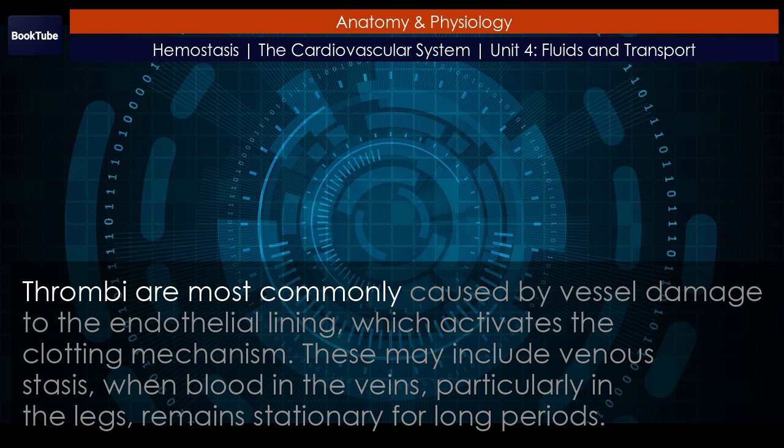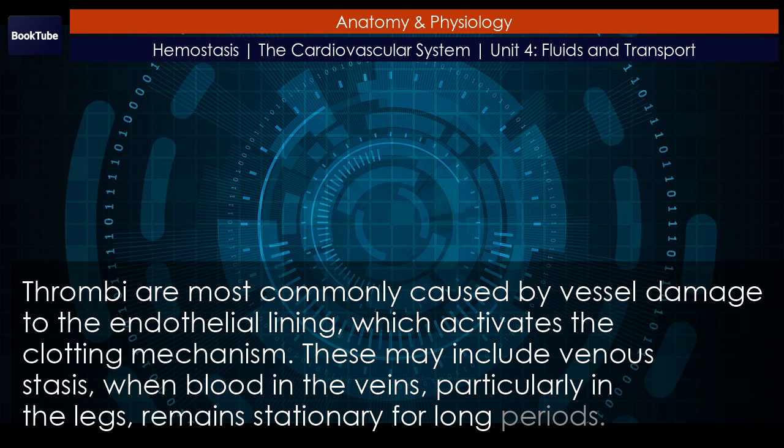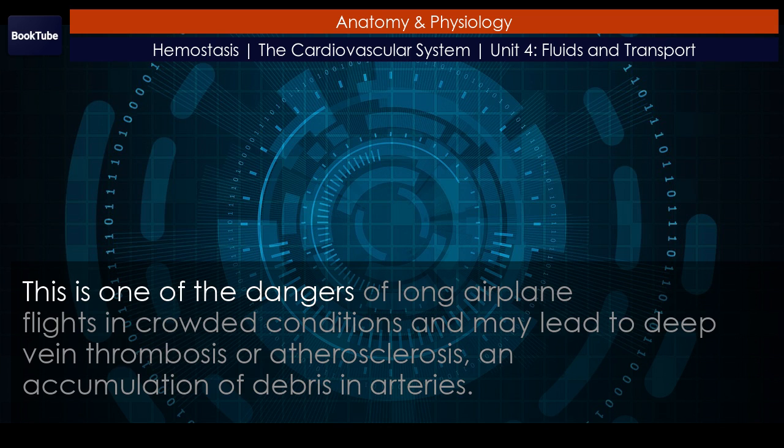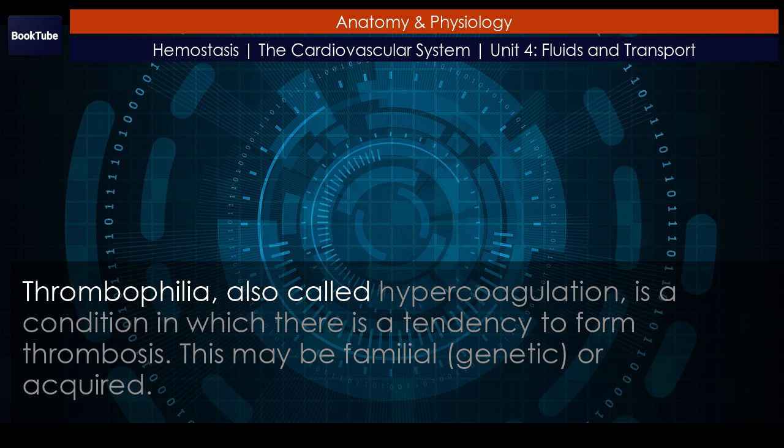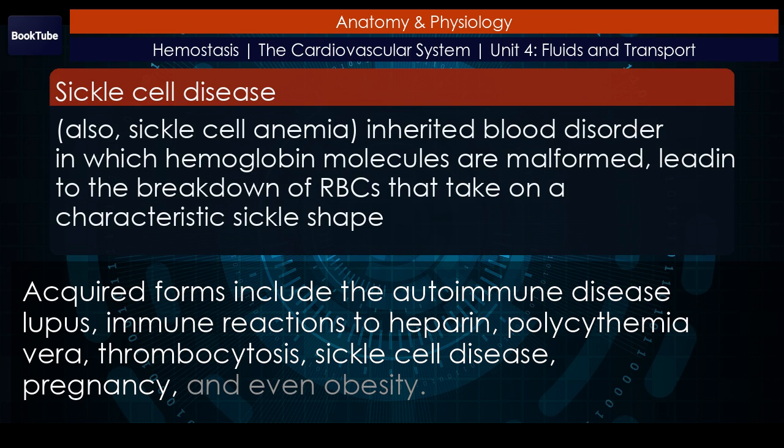Thrombi are most commonly caused by vessel damage to the endothelial lining, which activates the clotting mechanism. These may include venous stasis, when blood in the veins, particularly in the legs, remains stationary for long periods. This is one of the dangers of long airplane flights in crowded conditions and may lead to deep vein thrombosis, or atherosclerosis, an accumulation of debris in arteries. Thrombophilia, also called hypercoagulation, is a condition in which there is a tendency to form thrombosis. This may be familial, genetic, or acquired. Acquired forms include the autoimmune disease lupus, immune reactions to heparin, polycythemia vera, thrombocytosis, sickle cell disease, pregnancy, and even obesity.